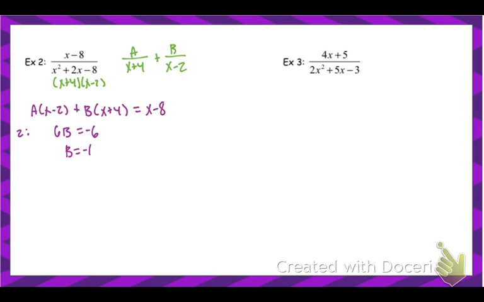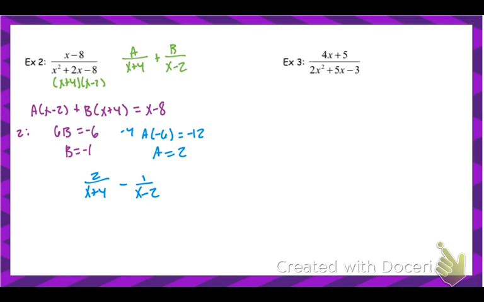All right, another value could be negative 4. That would be a times negative 6 is going to equal negative 12. And I'd get that a equals 2. So my final answer would be 2 over x plus 4 minus 1 over x minus 2.